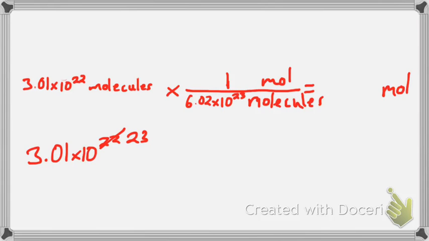Now, with scientific notation, if your exponent gets bigger, then that means that this number out front needs to get smaller. The way you make it smaller is you move the decimal to the left. So by changing your exponent to 10 to the 23rd, you make your number out front 0.301 as opposed to 3.01.